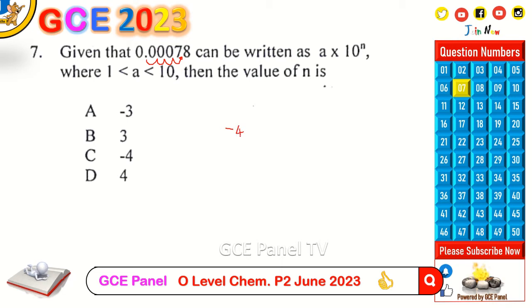Why? Because this number is less than 1, okay? 10 to the power -4. Many students go and take 10 to the power +4. That's a mistake. Ask your teachers, they'll show you why it's not. So this number can be written as 7.8 times 10 to the power -4. Therefore, our n here is -4. You can even punch it in the calculator, okay? Just say 7.8 times 10 to the power -4 and it is going to give you 0.00078 on your calculator. You can see that. Okay, so our key here is C.